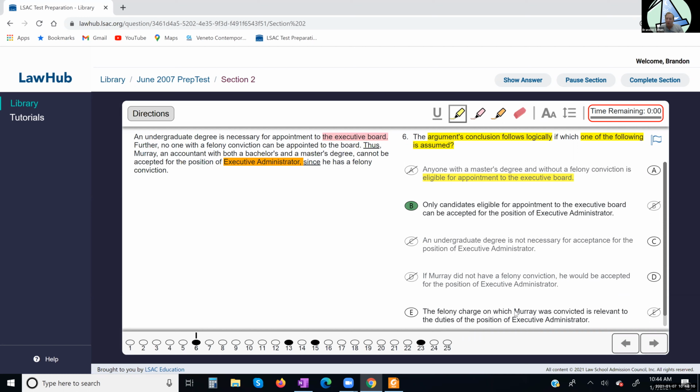E, the felony charge on which Murray was convicted is relevant to the duties. This is, again, not creating a standard for whether you are or are not allowed to be the executive administrator. We needed something that says definitively not. This is just saying that it's relevant to the duties. It wouldn't create a standard for whether you could be accepted or not. So that's why E is out.